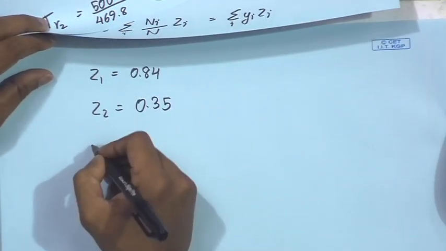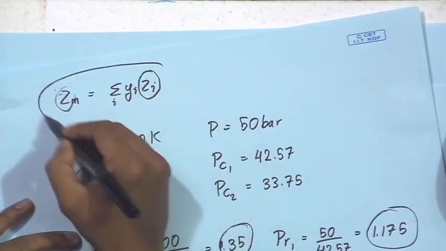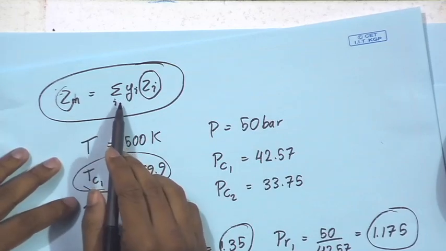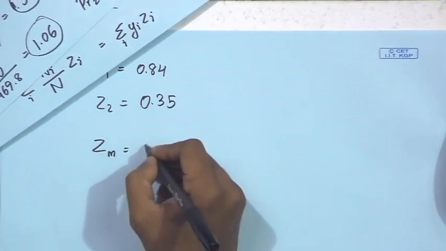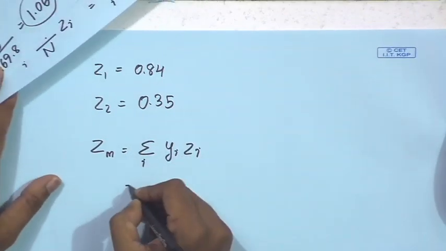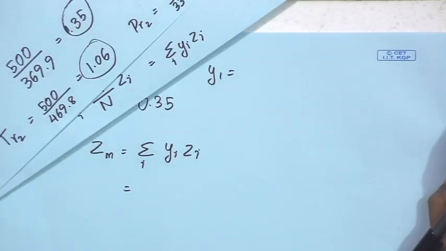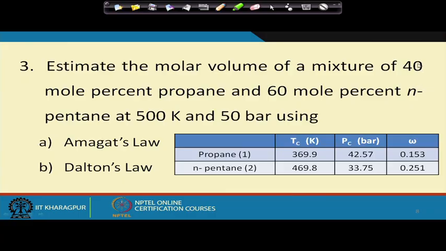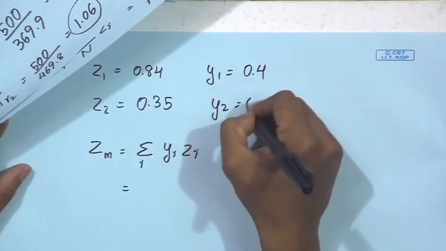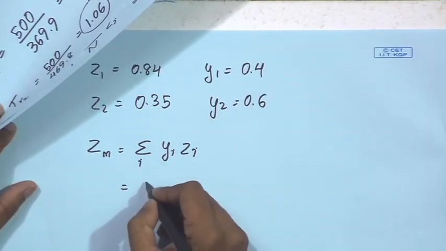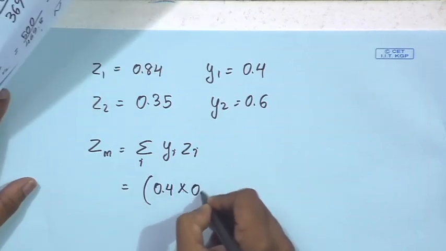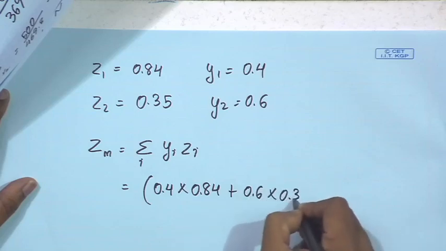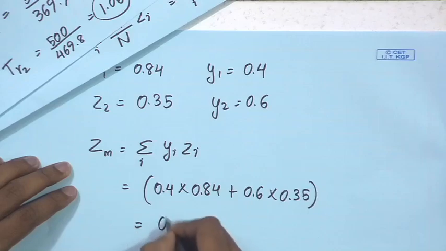So here we have proved it earlier. For Amagat's law, Zm is equal to the summation of Yi and Zi. Here we know the mole percent of propane is 40 and the mole percent of n-pentane is 60. So Y1 is 0.4 and Y2 is 0.6. So we simply do the summation here, 0.4 into 0.84 plus 0.6 into 0.35, and we get the value of Zm as 0.546. Now we need to find the molar volume of the mixture.